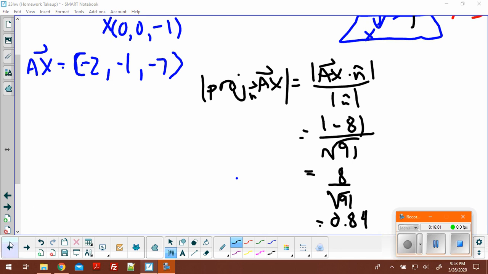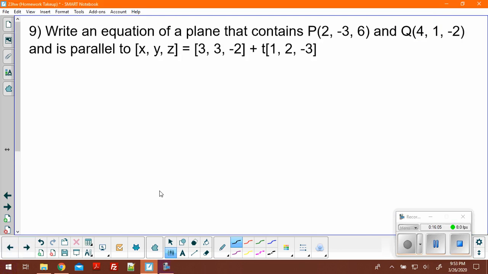Okay, on to the next one. Okay, number 9. Write an equation of a plane that contains these 2 points P and Q and is parallel to this line here. Okay, this question is definitely not directly linked to the lesson from the previous day, but we did do this a few lessons back.